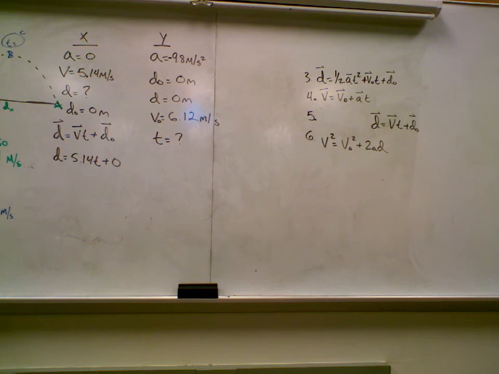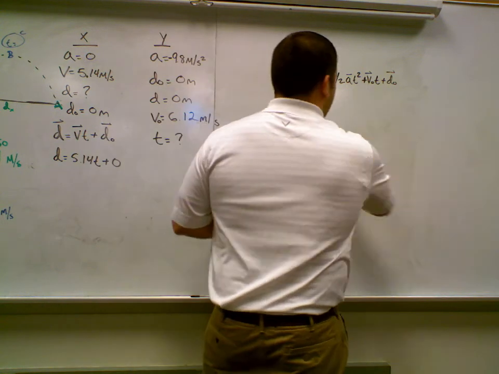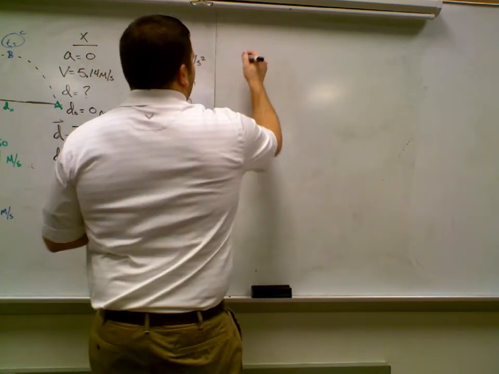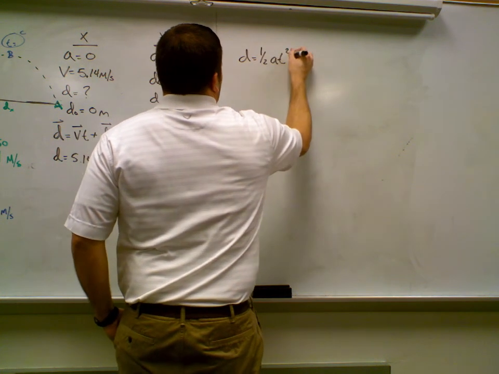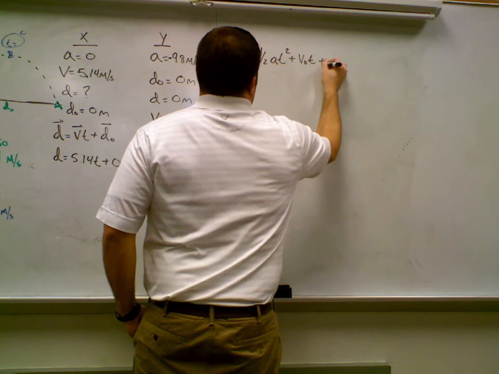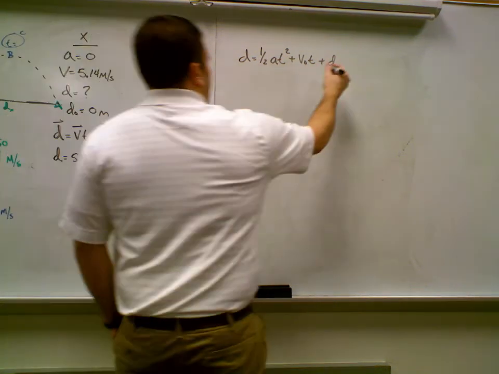Three. We can populate 3, can't we? Alright, so all these I think you guys probably have written down by now. We can populate 3. D equals 1/2 AT squared plus V naught T plus D naught. We can figure this one out, can't we? Okay. Oh, forgot my naught. So let's plug in what we know.